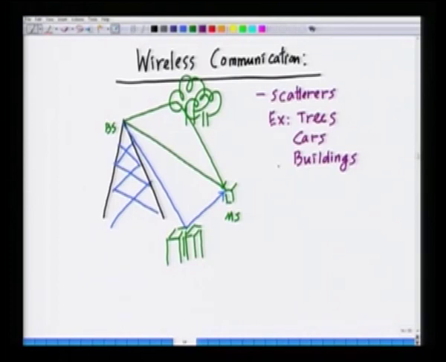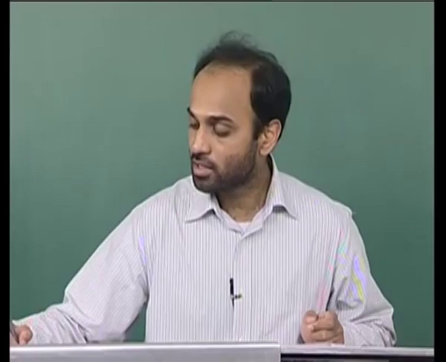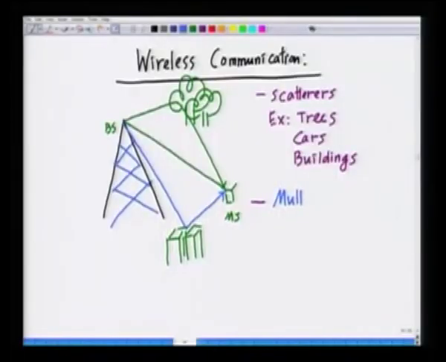So, these are the scatterers, which implies that at the receiver you not only have a single component, but you have the signal arriving at the mobile station through not just a single path, but multiple paths, and hence this is known as multi-path propagation.